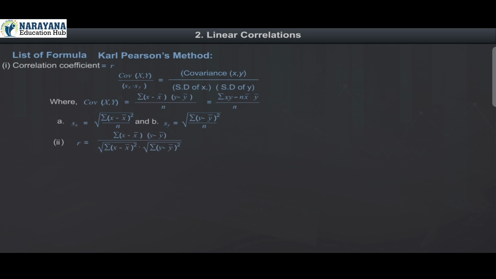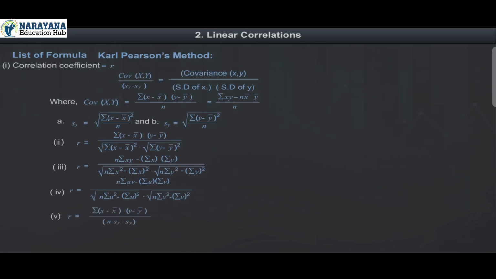2. r is equal to sigma x minus x bar into y minus y bar, divided by under root sigma x minus x bar whole square into under root sigma y minus y bar whole square. 3. r is equal to n sigma xy minus sigma x into sigma y, divided by under root n sigma x square minus sigma x whole square into under root n sigma y square minus sigma y whole square. 4. r is equal to n sigma uv minus sigma u into sigma v, divided by under root n sigma u square minus sigma u whole square into under root n sigma v square minus sigma v whole square.